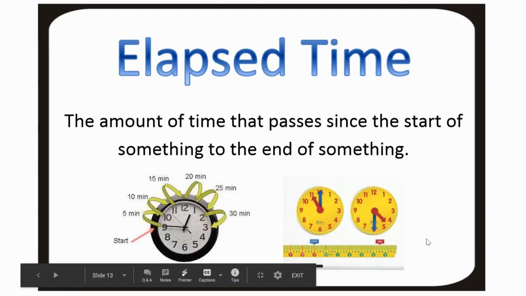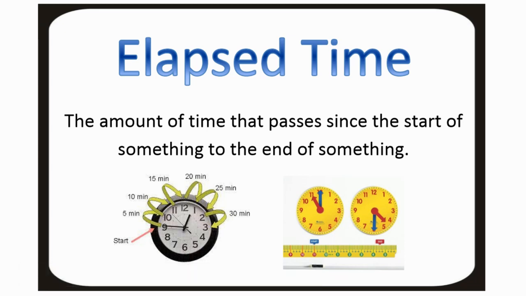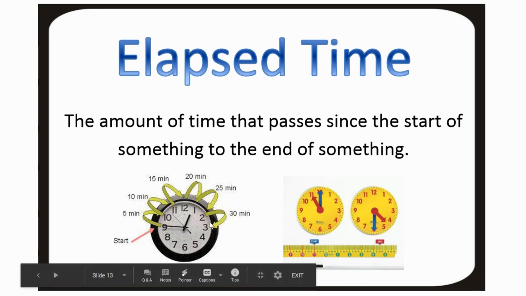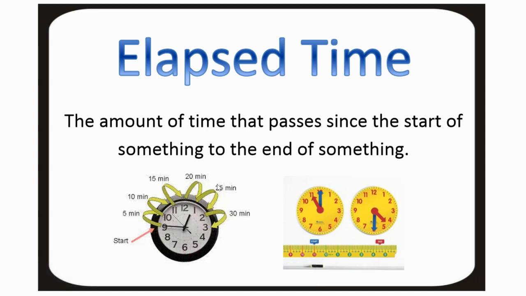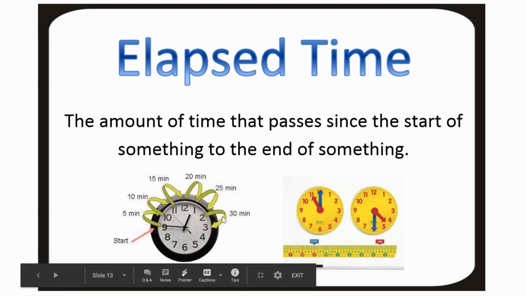And the last thing in our vocabulary is elapsed time. This is something we're going to learn in our lessons. It is the amount of time that passes since the start of something to the end of something, okay? And so if we are to look at this clock here, the start would be here. And if we said it was 12:45 and then we went to 1:15, we would count by fives, 5, 10, 15, 20, 25, 30. So that would be 30 minutes.